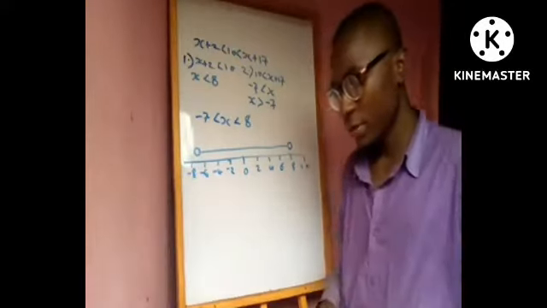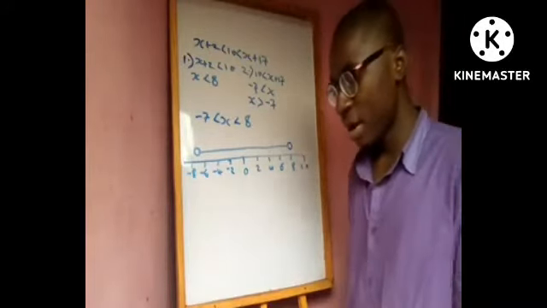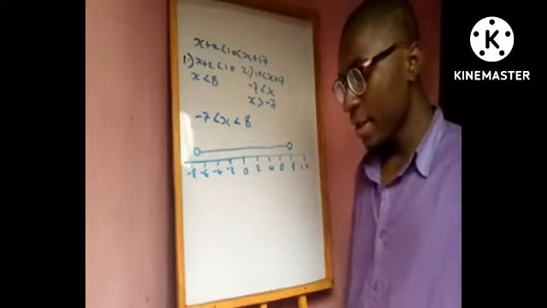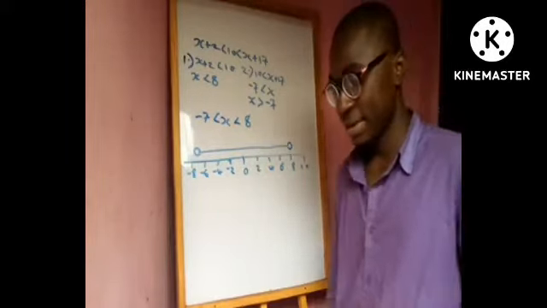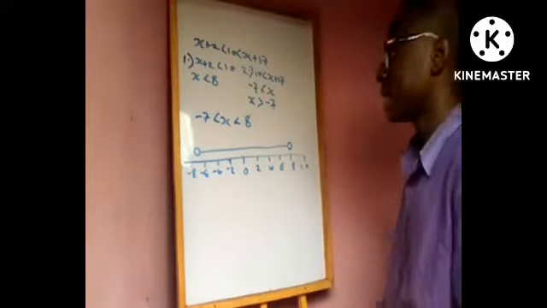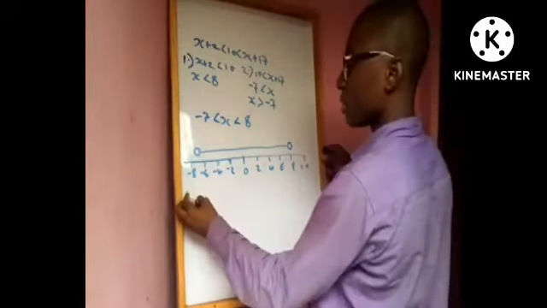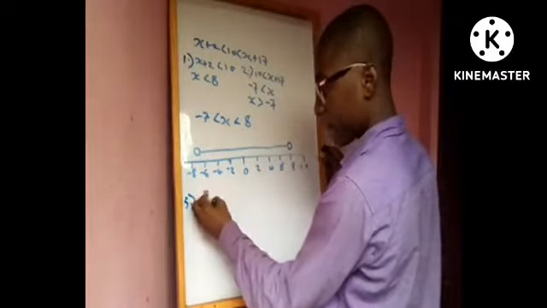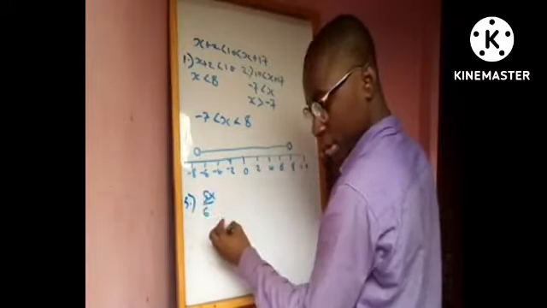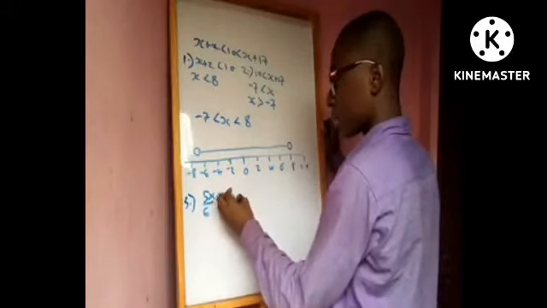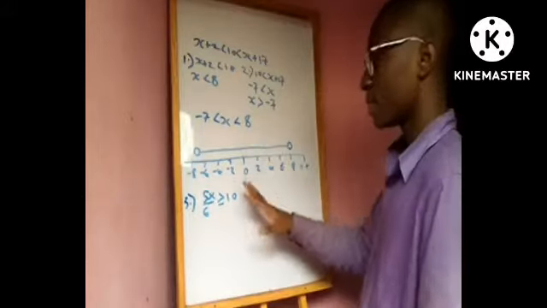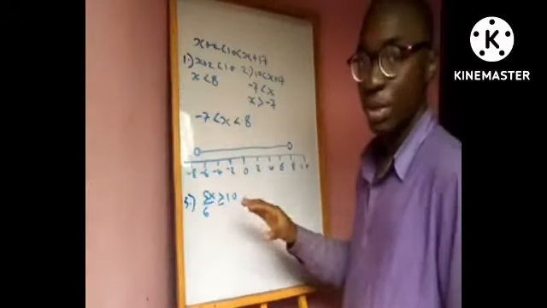Now the third question for this video will be to sketch the graph of the inequality 5x over 6 is greater than or equal to 10. So we are going to sketch the graph of this. Here we are trying to sketch the graph of this, right? Now this is going to be represented by a line.